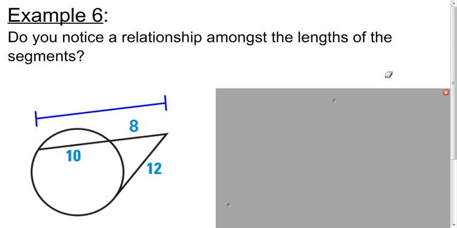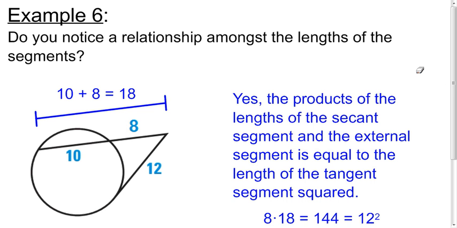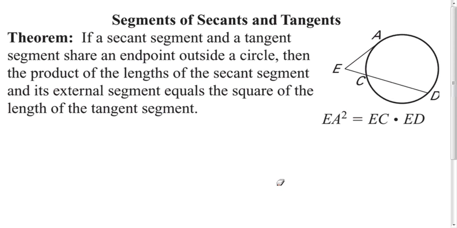And in example 6, what relationship do you see here? Well, if we figure out the length of the secant segment here, it's 18. And if we multiply 18 times 8, like we did previously, the external times the secant segment length, that gets us 144. But 12 squared is 144. And that is our special relationship. So we have a secant and a tangent. We're going to still multiply the external segment length times the secant segment length, but then we're going to square the tangent, because the tangent doesn't have any part on the interior, right? It only touches the circle at exactly 1 point.